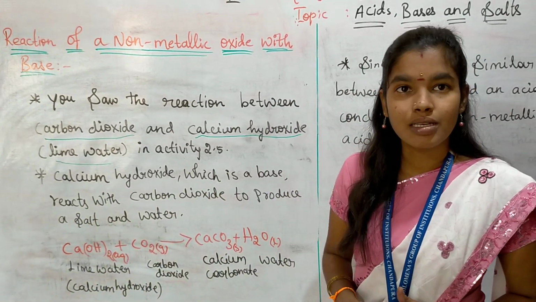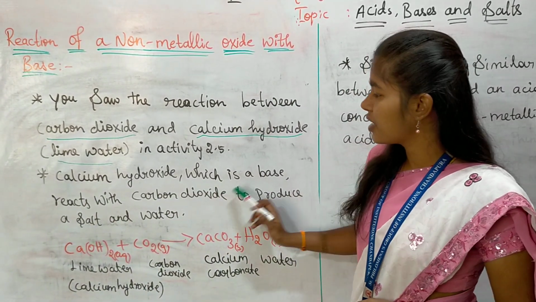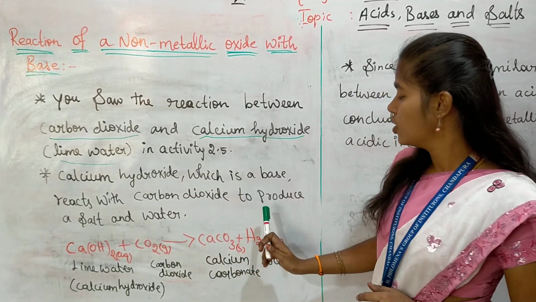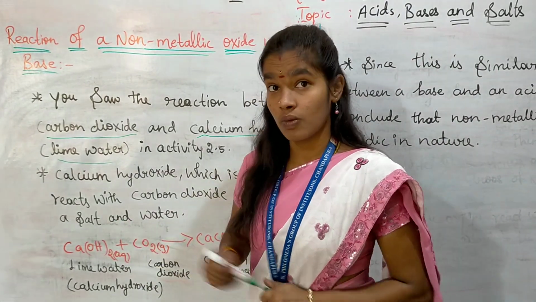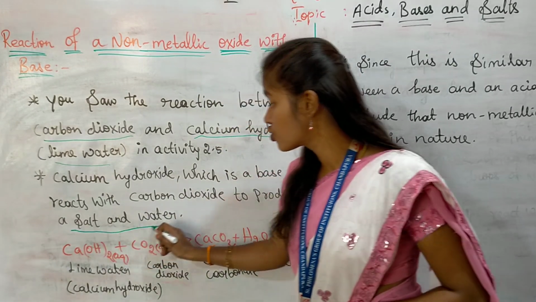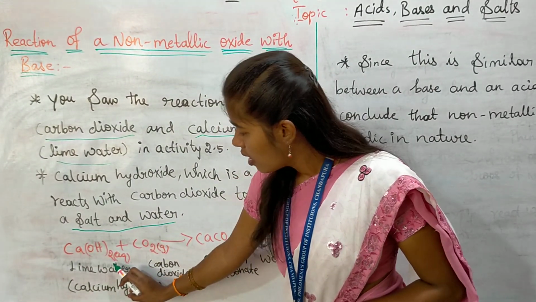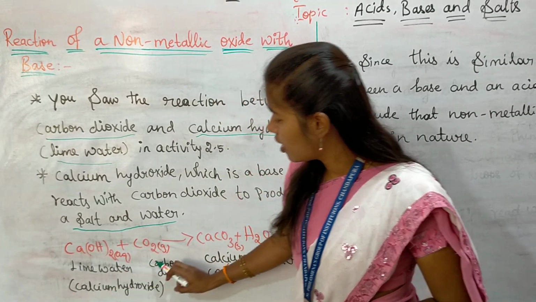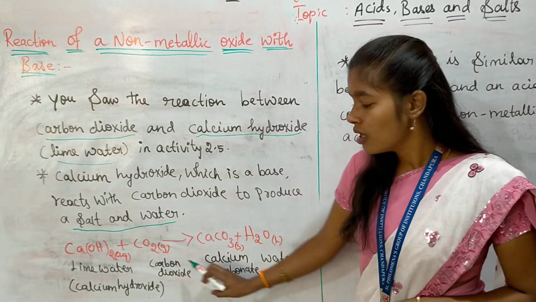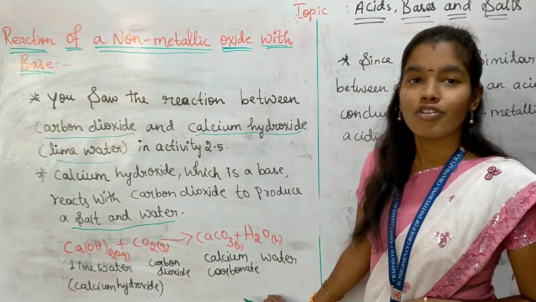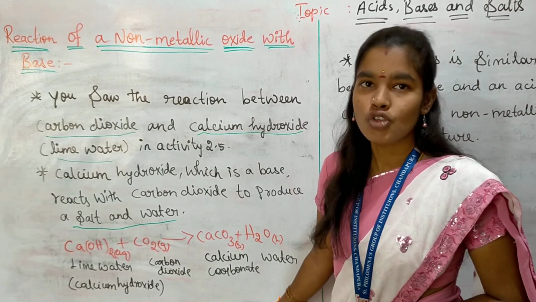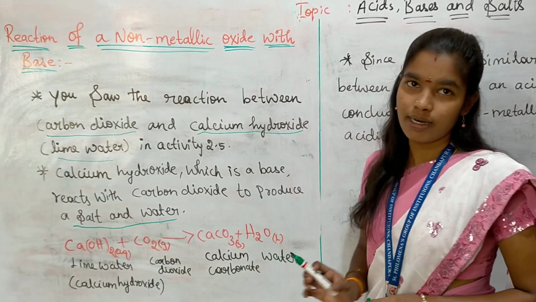Calcium hydroxide is a base and reacts with carbon dioxide to produce salt and water. So we can write the equation: calcium hydroxide, which is lime water, reacts with carbon dioxide to give calcium carbonate, a white precipitate, which is nothing but the salt, plus water.